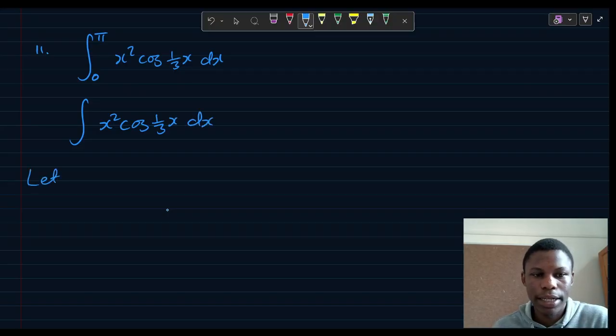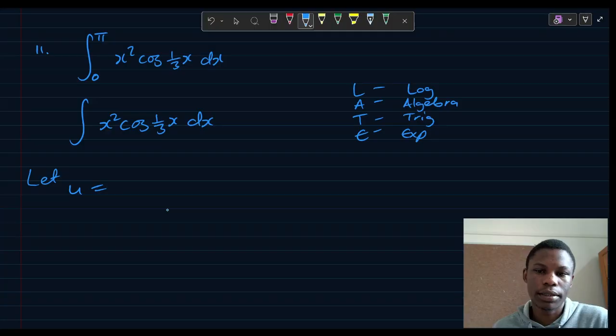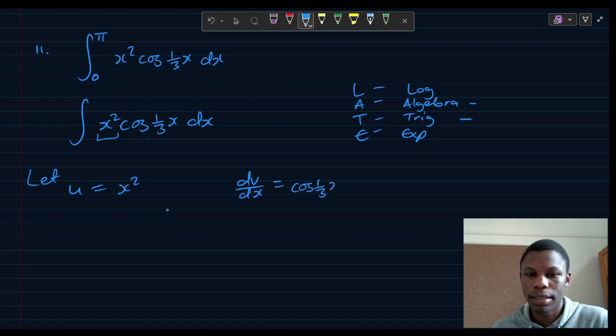So here we can say let u equal, we're going to use the LATE technique to help us pick what u should be. L is for your logarithms, A is for your algebra, T is for your trig, and E is for your exponential functions. So here we've got a trig function as well as algebra. You pick whatever is higher up on the list to be u. So algebra is higher up on the list, so the x squared becomes your u. And then dv dx becomes the other function, which is cos 1/3 x.